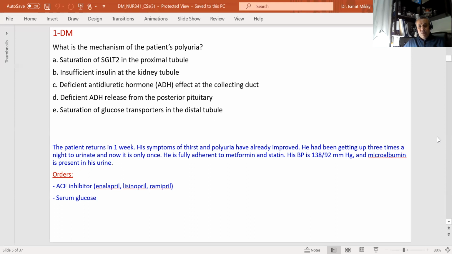Now this level drops with age, and older people will spill glucose into urine at a lower blood glucose level than 180 or 200.